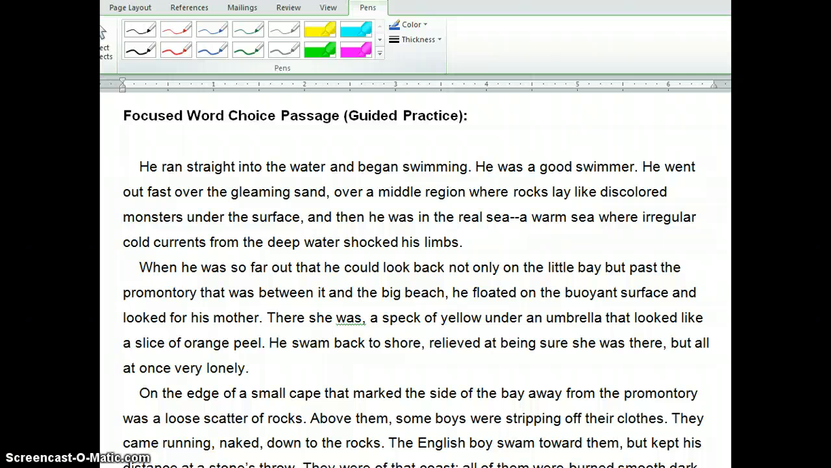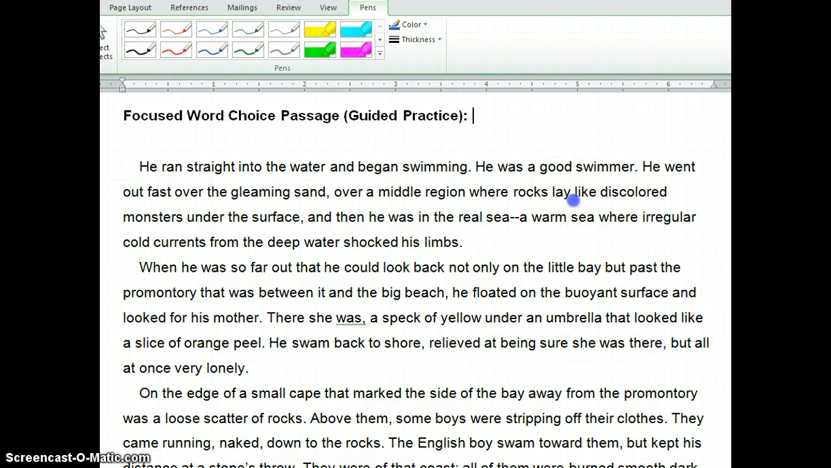She writes, "He ran straight into the water and began swimming. He was a good swimmer. He went out fast over the gleaming sand, over a middle region where rocks lay like discolored monsters under the surface. And then he was in the real sea, a warm sea, where irregular cold currents from the deep water shocked his limbs."